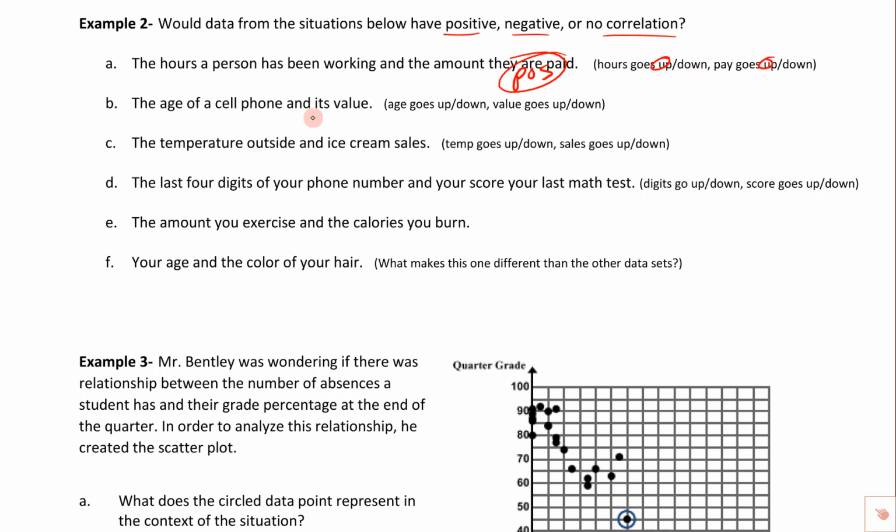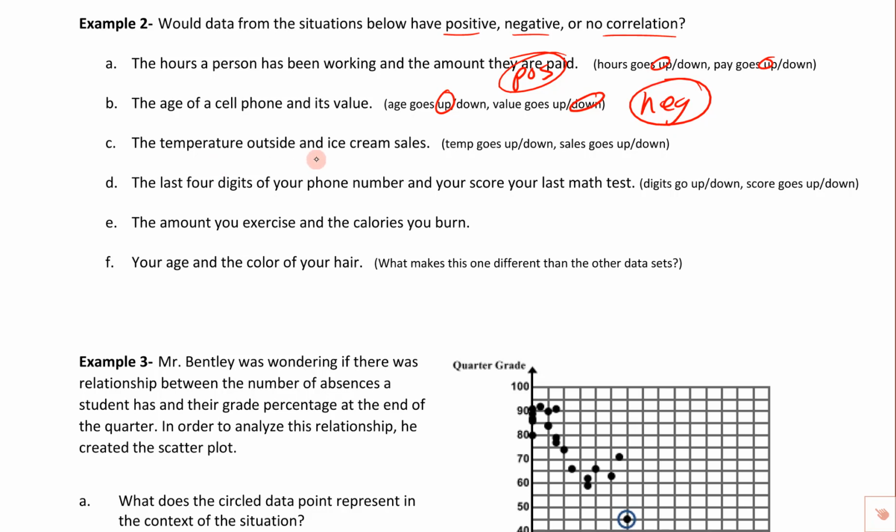The age of a cell phone and its value. So as the age goes up, as it gets older and older and older, what happens to the value? The older something gets, especially with technology and stuff like that, the value would go down. So that's going to be a negative relationship. That's going to be a negative correlation.